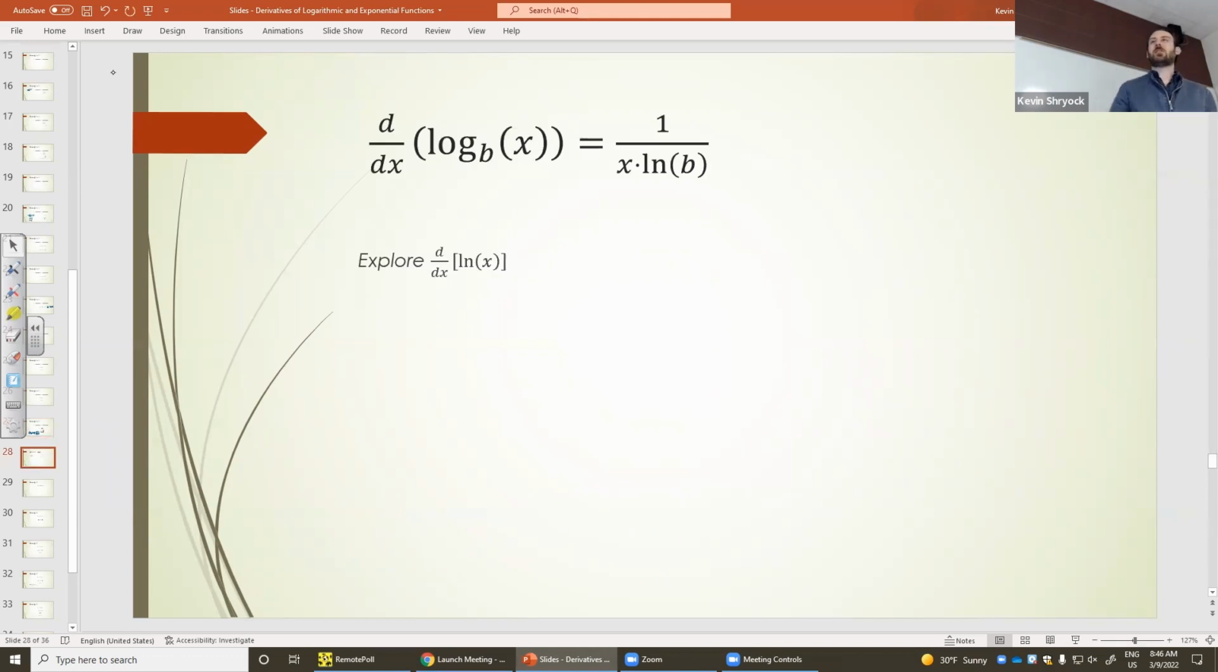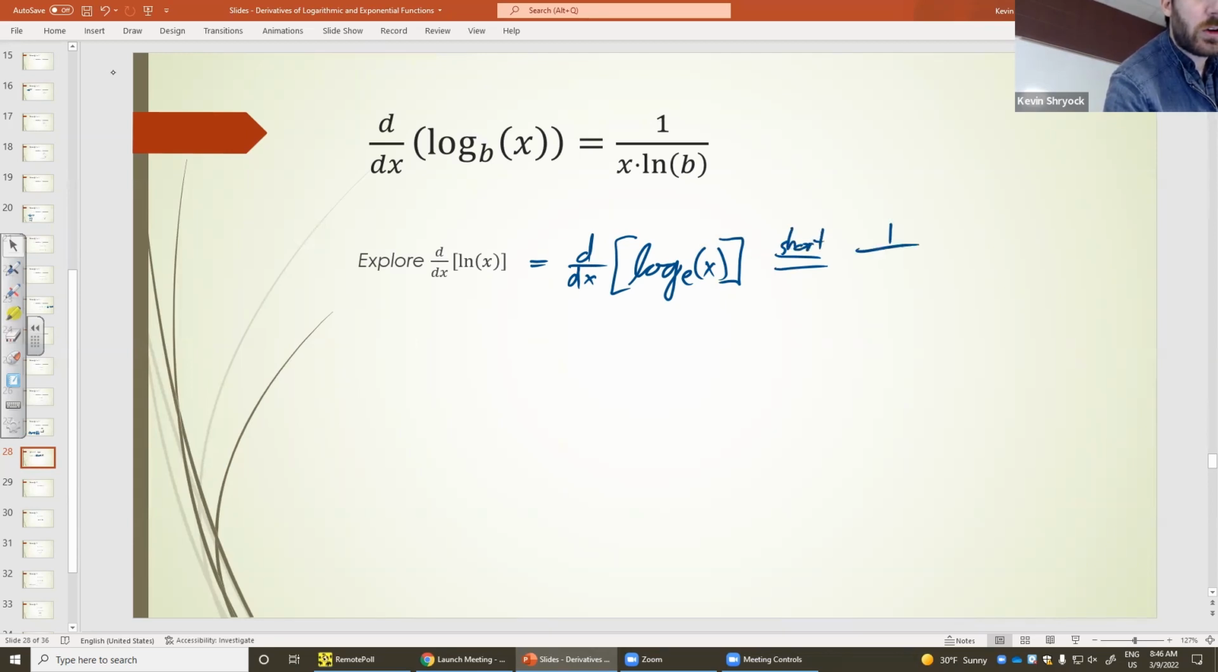Let's do the derivative of natural log of x. Derivative of natural log of x is the same thing as the derivative of log base e of x, which I can then use my shortcut to say that is 1 over x times the natural log of the base. Natural log of e is 1, and we're left with our missing bit.